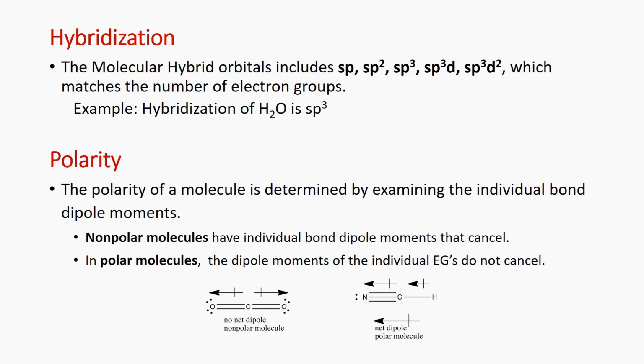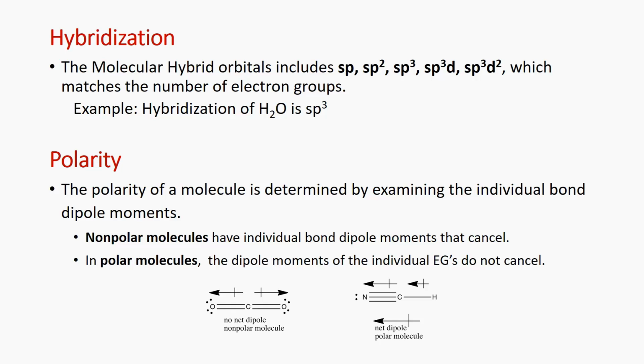So how do we know if a molecule is nonpolar or polar? Well, the polarity of a molecule is determined by examining the individual bond dipole moments. So for nonpolar molecules, they have individual bond dipole moments that cancel. But in polar molecules, the dipole moments of the individual electron groups do not cancel. At the bottom of the slide, we have CO2. CO2 has no net dipole since each dipole moment cancels out. Therefore, CO2 is a nonpolar molecule.